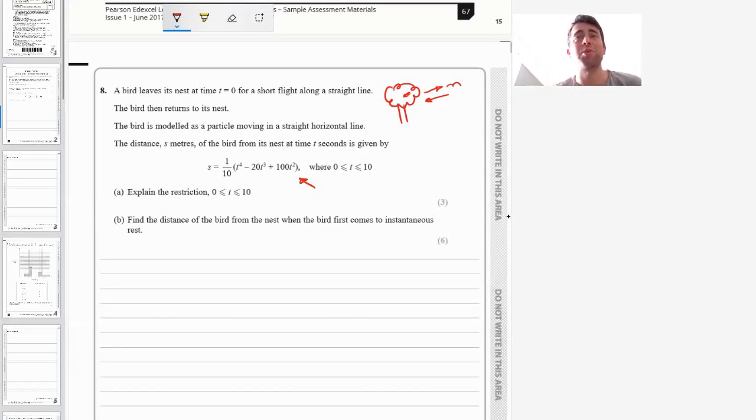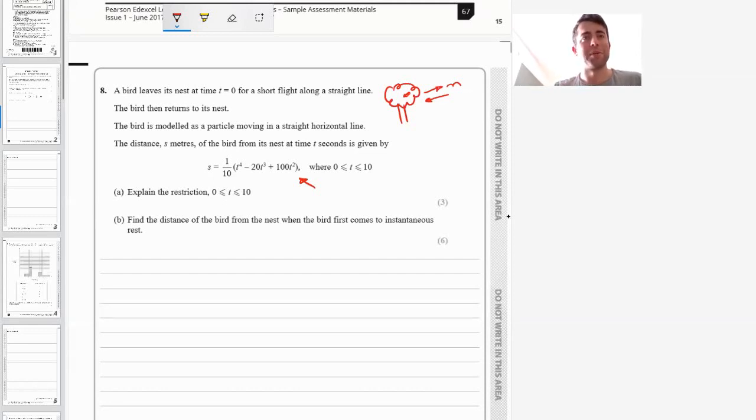3 marks seems quite a lot for this. Try to figure out why it can't go outside of that restriction. So why can't time be negative? That one's pretty easy. And why can't, in this case, time go greater than 10? You can get that okay in your head by plugging in a value that's greater than 10. So pick a value, 11, and plug that into that expression, and maybe that'll lead you to the answer.